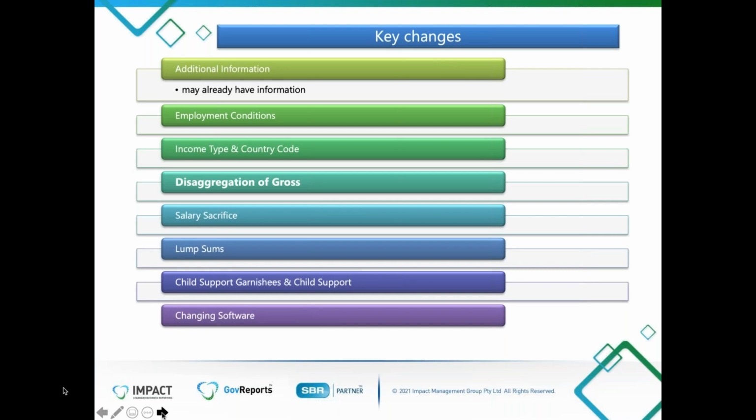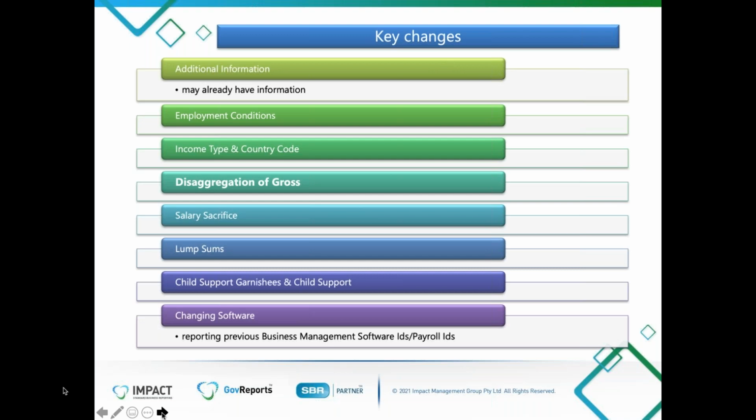And if the client is going through changes of software, it's much easier to identify that and let the ATO know what the previous business management software IDs were and what's happening. Because in that first iteration of the STP, this is where people were apparently getting double their wages on their income statement. So again, the ATO have worked on this to make it better.